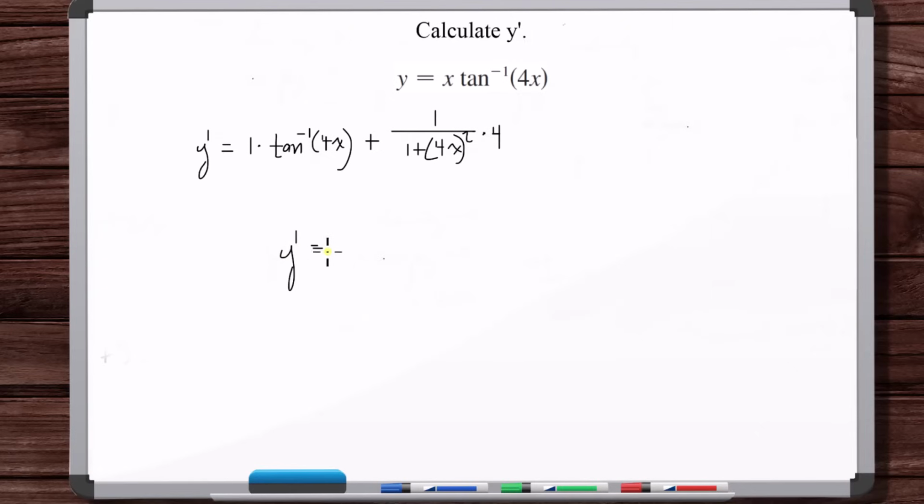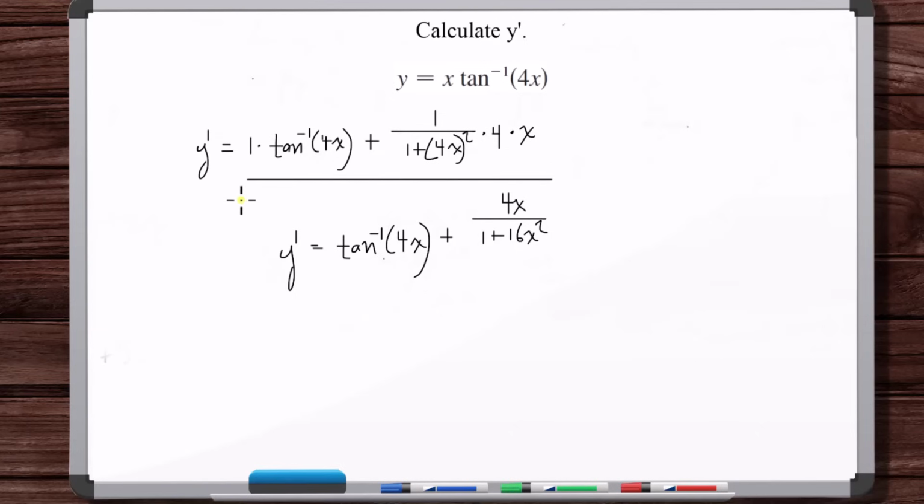Okay, so y prime is, okay, I'm missing an x here. So this was the derivative of the first times the second plus the derivative of the second times the first. So that's the derivative.